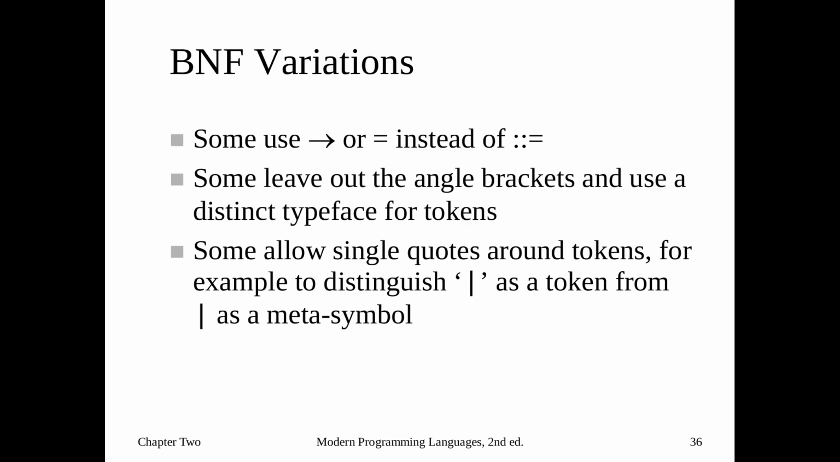So BNF variations have used different ways of separating the non-terminal from its actual productions, and some don't use the angled brackets. They just use distinct typefaces. For example, ANTLR uses a form of BNF that uses the equal sign and does not use angled brackets. And then some even allow you to use single quotes around tokens, so you can distinguish the vertical bar in quotes from the vertical bar as a meta symbol. So just so we are all aware.